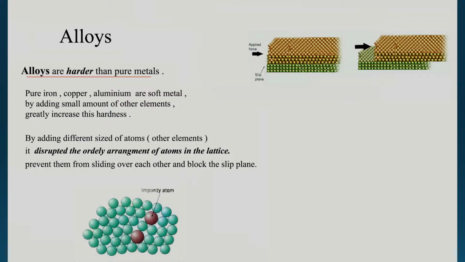Why? Because by adding a different size of atom, what will happen? You disrupt the orderly arrangement of atoms in the lattice. So you prevent them from sliding over each other, and you block this slip plane.